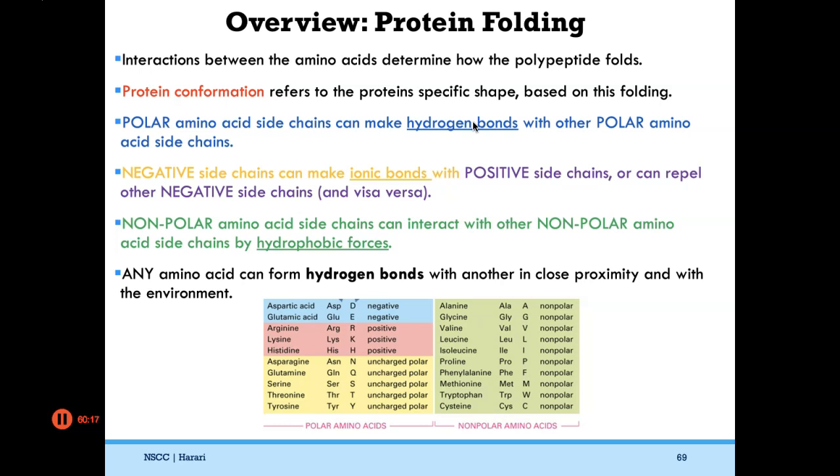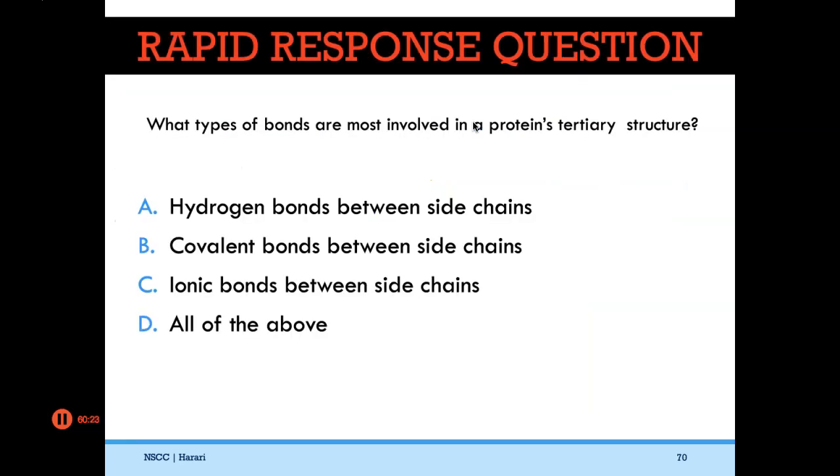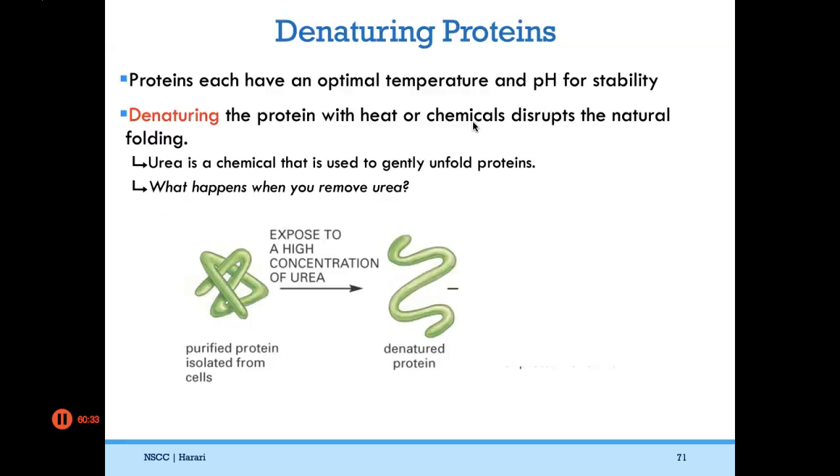Right? And there's always hydrogen bonding between the environment as well. So what type of bonds are involved in a protein's tertiary structure? You could pause here. And the answer is D. All of the above are involved in tertiary structure.